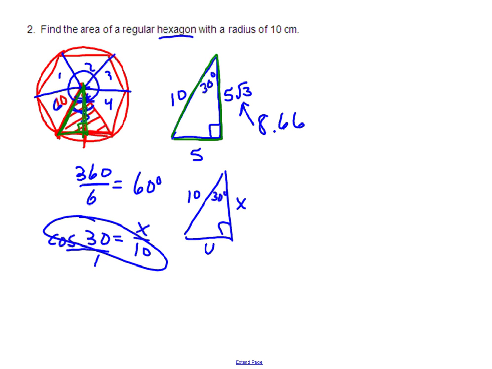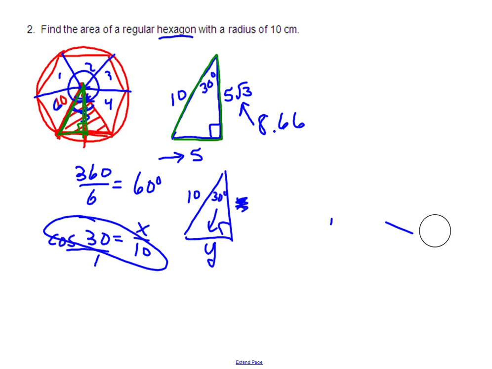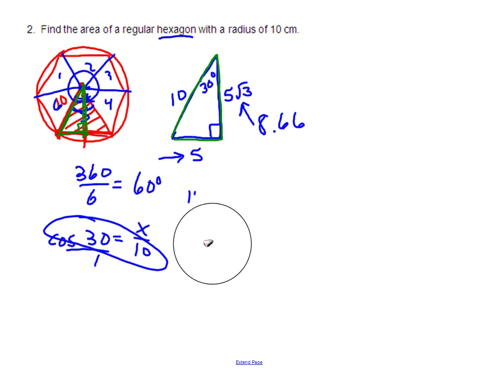And to find the bottom part, we could use sine. Let's call this y. Now we have the sine of 30 equals the side opposite over the hypotenuse. When I cross multiply here, I'll just get that 5. Okay, well, that's a lot more work. That's why I'd rather do special triangles, because we got there a lot faster before. So let's get rid of all this stuff.